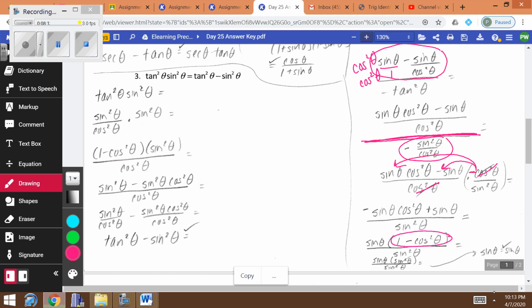So we've got tangent squared times the sine squared. So again, I thought, all right, well, let's just look at this and see if we can try changing any of these into sine and cosine. So tangent squared is the sine squared over the cosine squared.